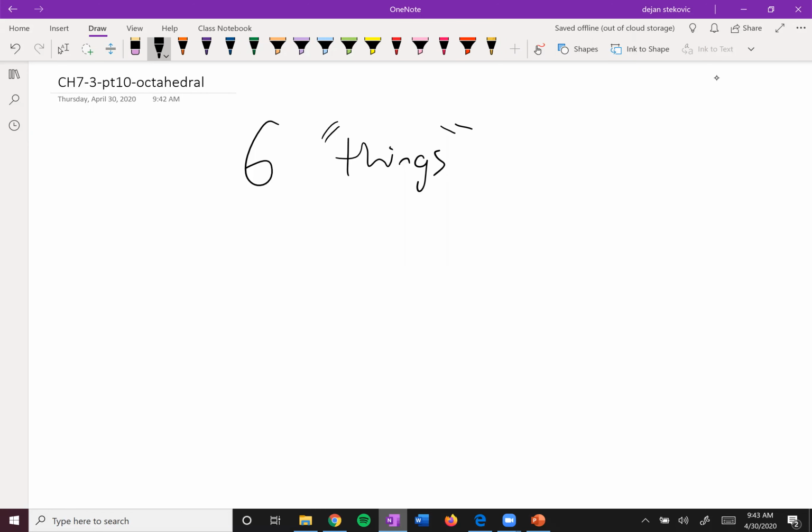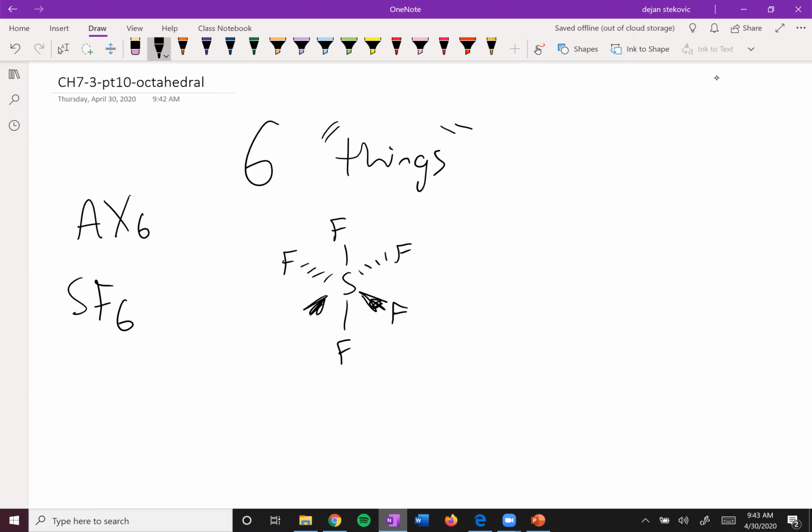All right, so last one, we have 6 things attached. So we're talking about AX6. An example of this is sulfur hexafluoride. The way this is going to end up is you're going to have one above, one below, 2 going back into the plane of the board, and then 2 coming out of the plane of the board. And all of these bond angles, if you think about it, they're all 90 degrees.